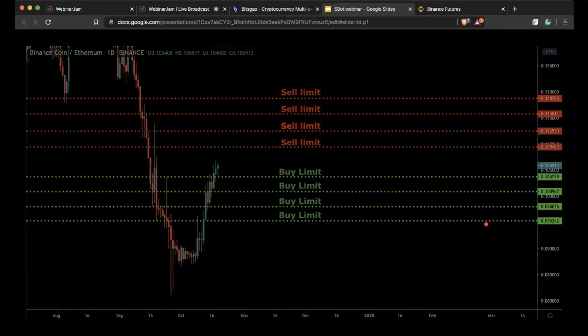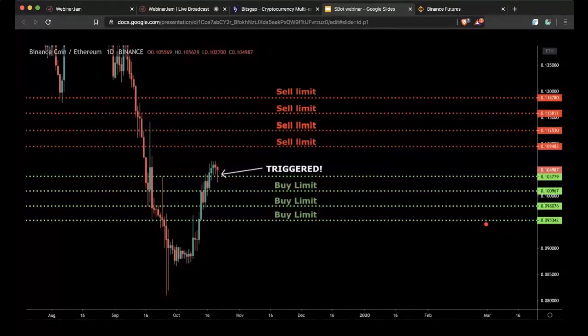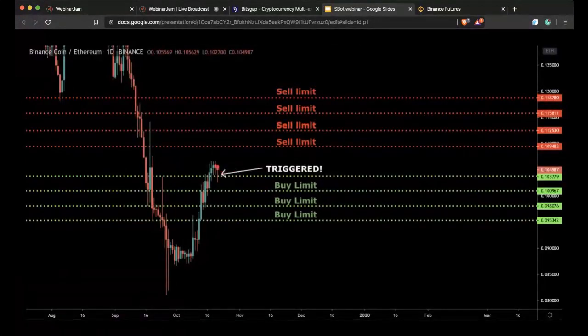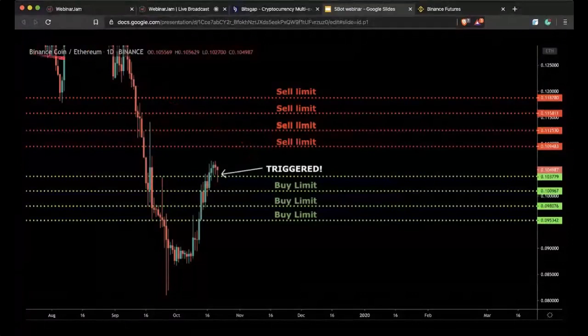What happens is that as the price is moving upwards or downwards, it will trigger either the sell limit order or the buy limit order. So in this case, you see that we have 4 sell limit orders and 4 buy limit orders. And as the price moved downwards, it has triggered the buy limit order. So your bot is going to use your quote currency, in this case Ethereum, to buy BNB coin.